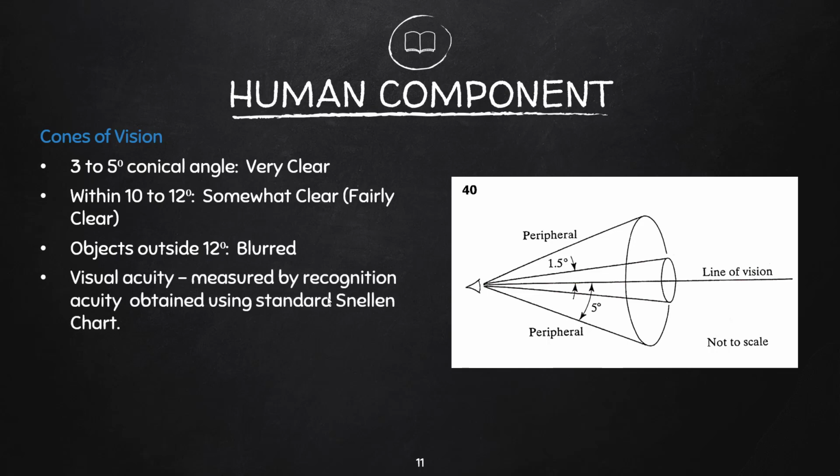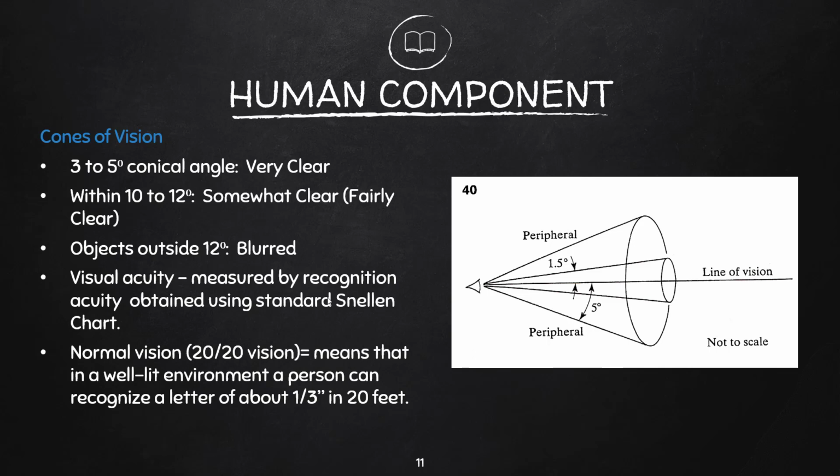Visual acuity is measured by recognition acuity obtained using the standard Snellen chart. Normal vision, or 20/20 vision, means that in a well-lit environment, a person can recognize a letter of about 1/3 inch at 20 feet. So this means that if you have 20/20 vision, you can see a letter that is about 1/3 inch in height at 20 feet. You're 20 feet away from that writing.